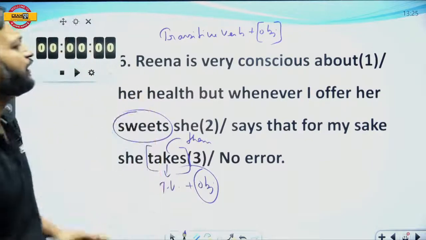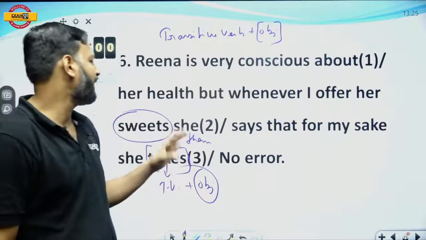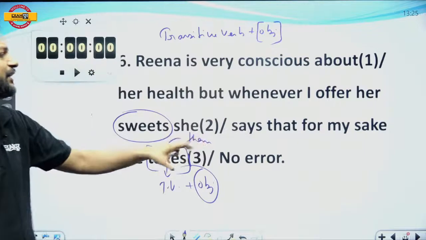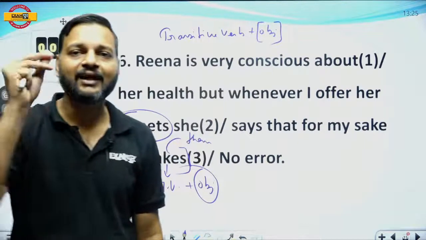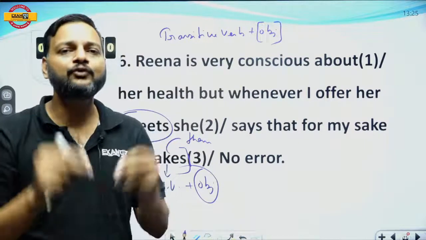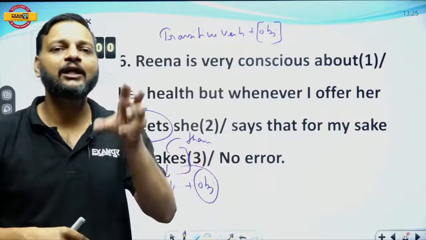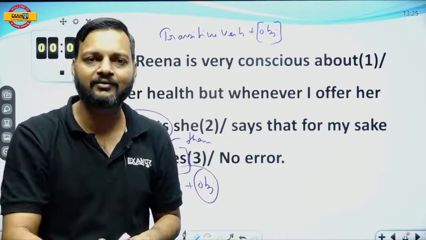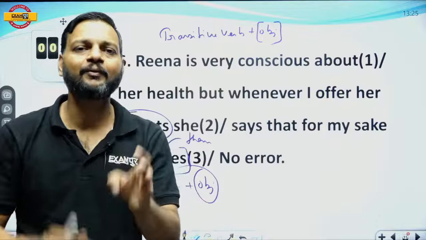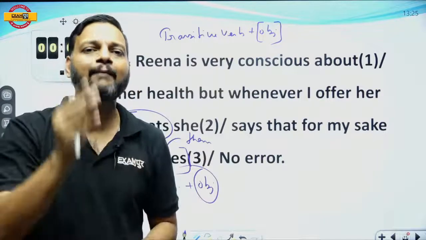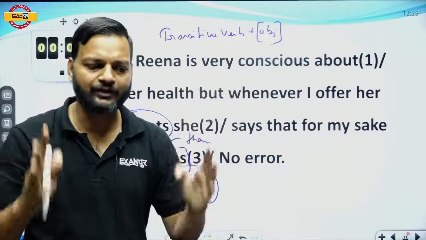Reena is very conscious about her health, but whenever I offer her sweets, she says that for my sake she takes them. So them is the word that you need to add after takes in order to complete the sentence, because takes is a transitive verb and it must have them after it. Hope you got the answer.